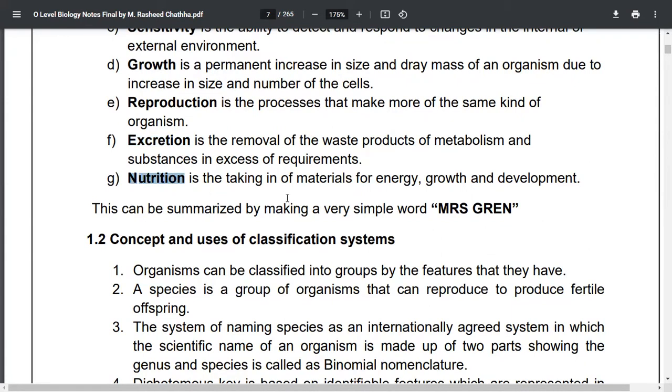Nutrition is the taking in of materials for energy, growth, and development. So nutrition is basically getting nutrients, and all of this can be summarized by the simple word, Mrs Gren.